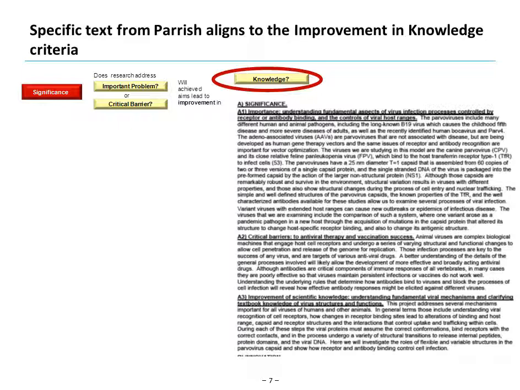And then finally, specific text aligns to improvement in knowledge. Here we'll investigate the roles of flexible and variable structures in the parvovirus capsid and show how receptor and antibody binding control cell infection. We're advancing the knowledge in the field. Again, the significance section explicitly connects up to the important criteria.